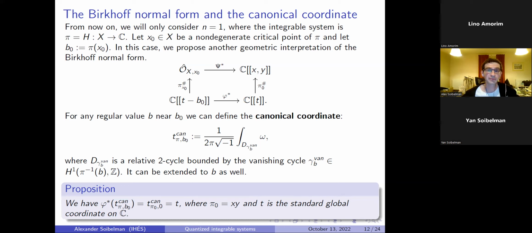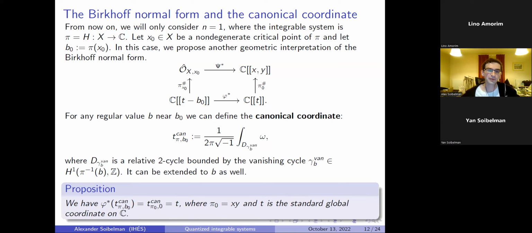So, I'm confused. Do you consider a relative cycle in a small neighborhood of a point, or is it any relative two-cycle? Yeah, it's actually just in a small neighborhood of a point. Okay. It is well defined because a small neighborhood is homotopy equivalent to a three-dimensional sphere. Okay, so it doesn't depend on the choice of relative two-cycle, and you can actually integrate it to get a function.